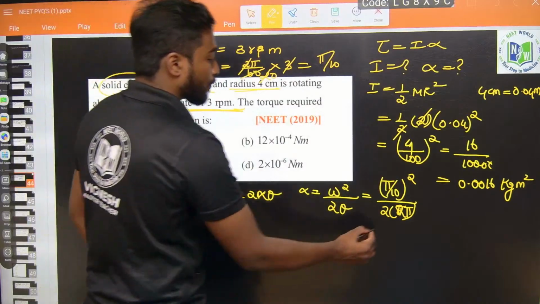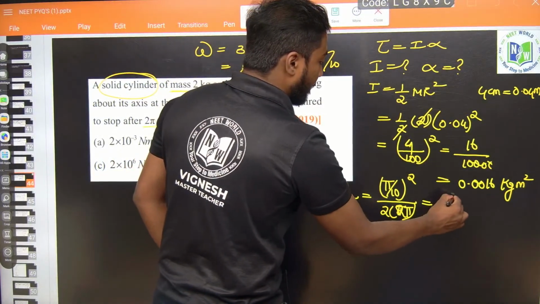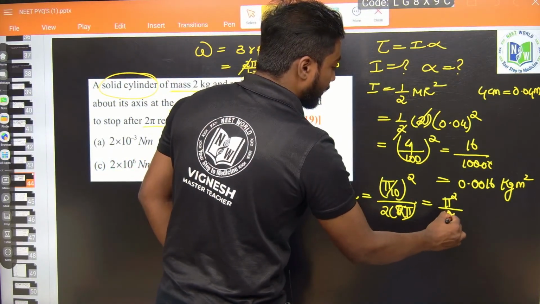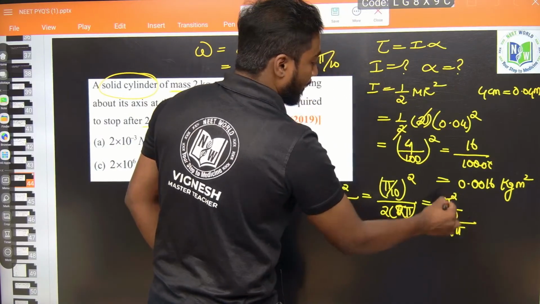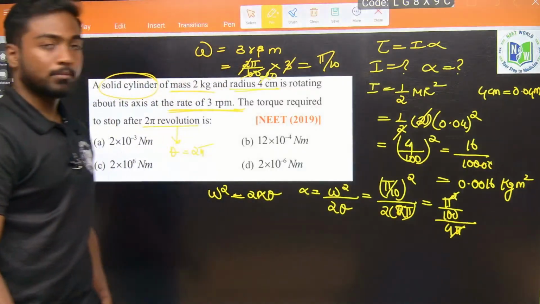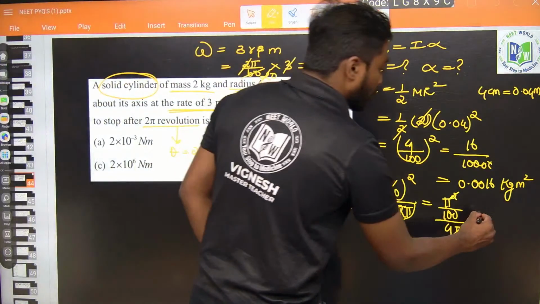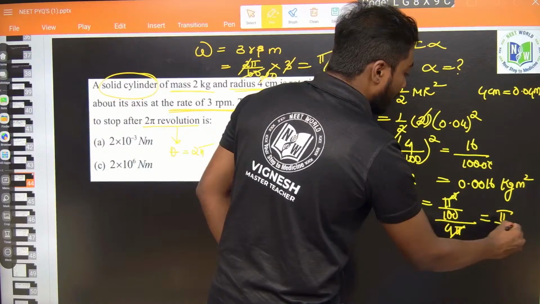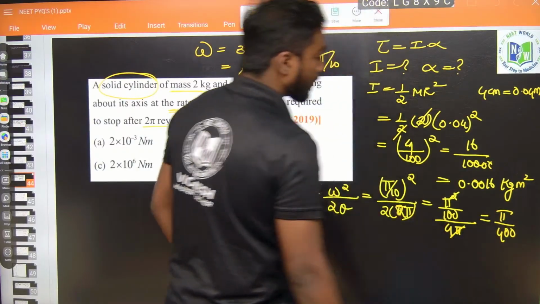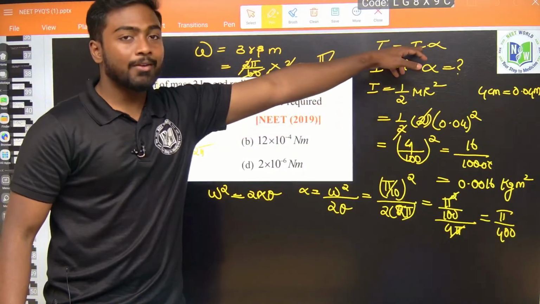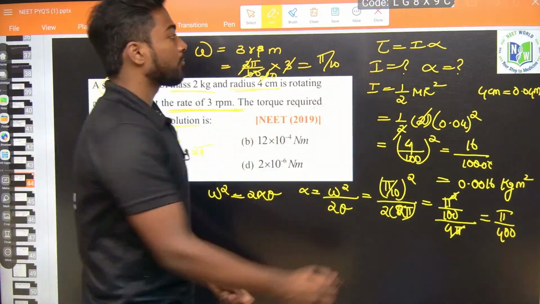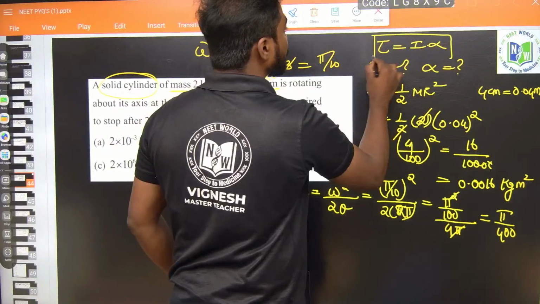So from this I will get pi square by 100 divided by 4 pi. Pi and pi get cancelled out. So the final answer will be pi by 400. So we got what is alpha and what is I. Can I substitute the values of I and alpha in the first equation, tau equals I alpha?